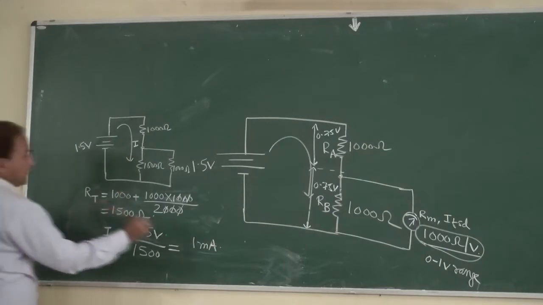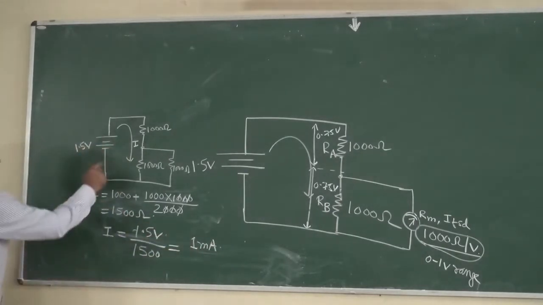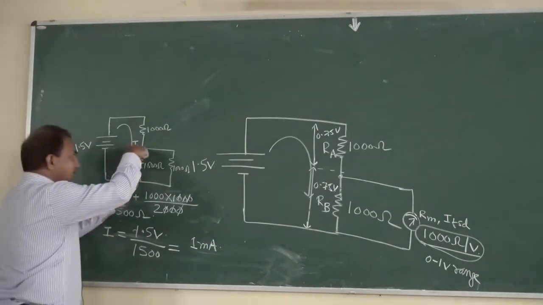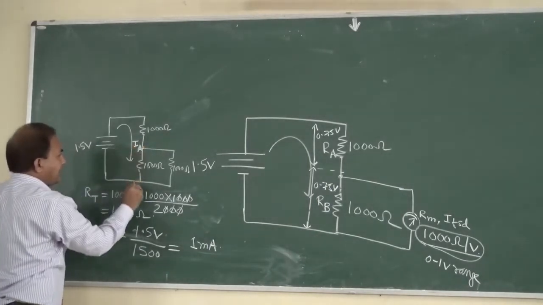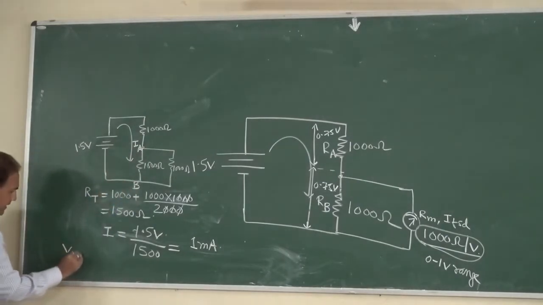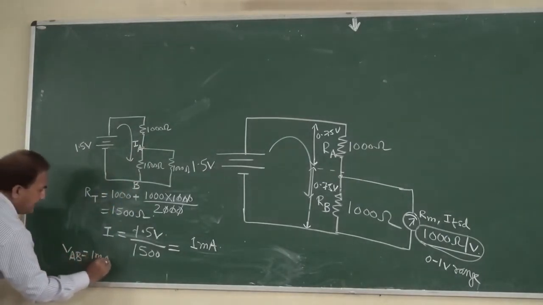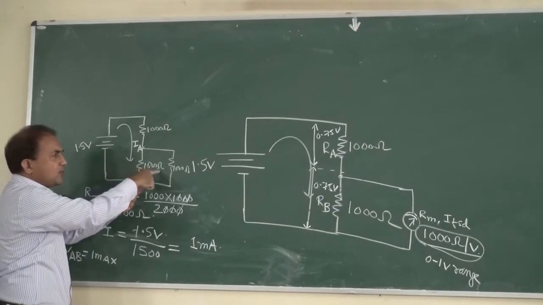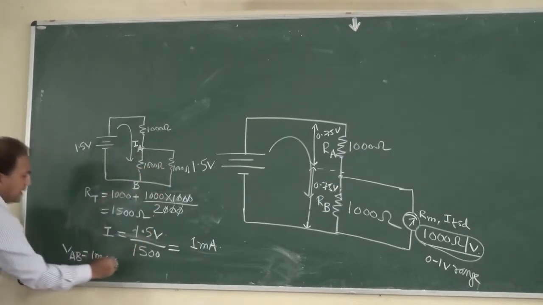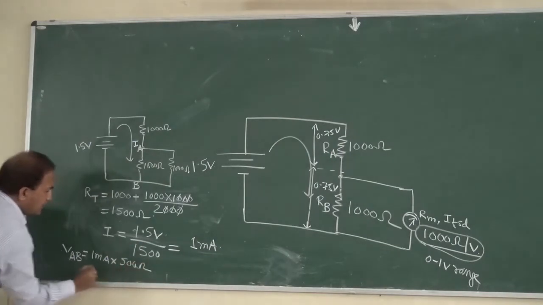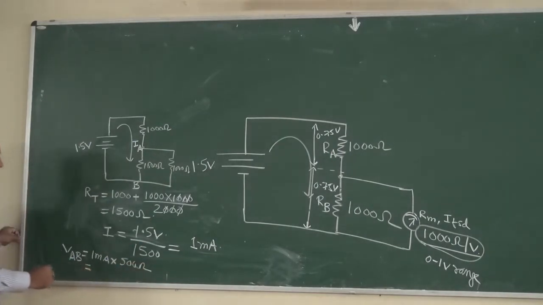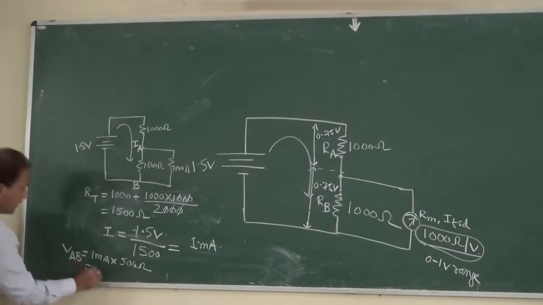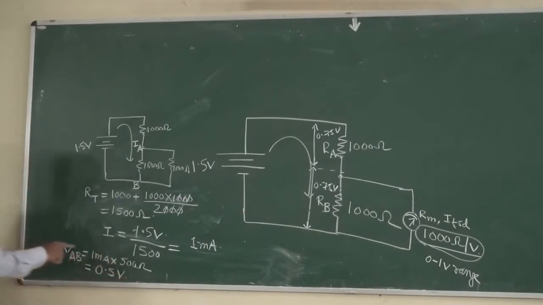So the voltage drop at this point, say A and B. So VAB is equal to 1 milliampere into the total resistance. Total resistance at AB is equal to 1000 ohm in parallel with 1000 ohm. So it is 500 ohm. So it is equal to how much? It is equal to 0.5 volt. You can see this is 0.5 volt.